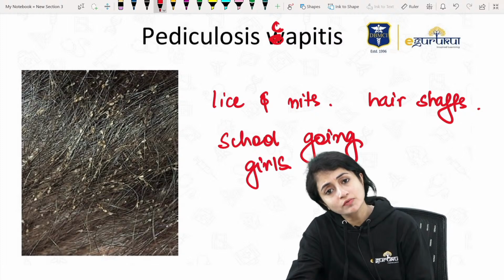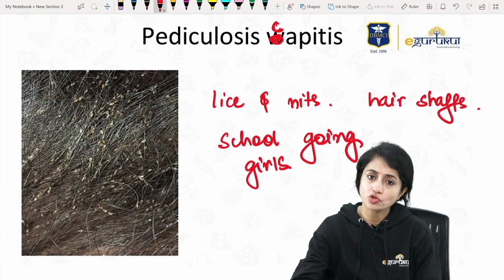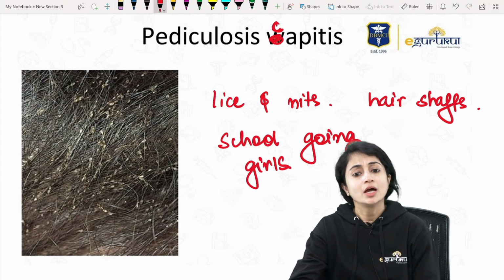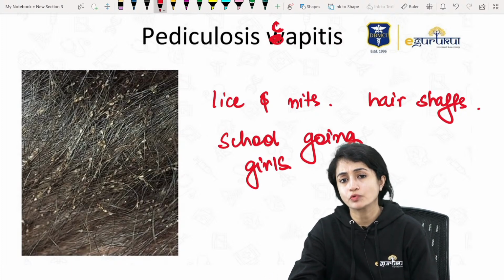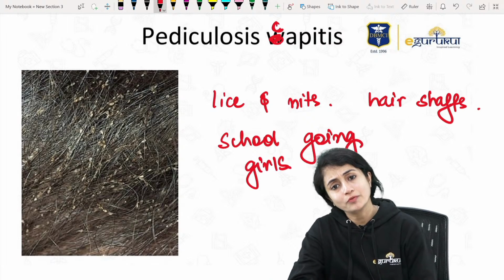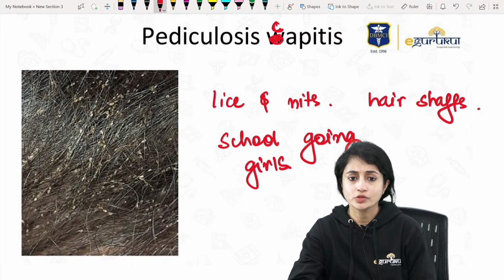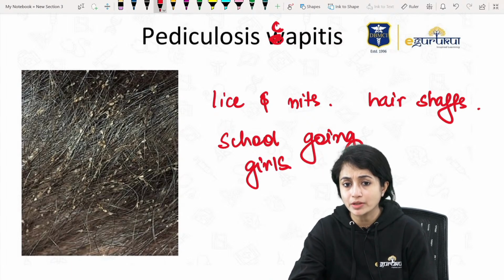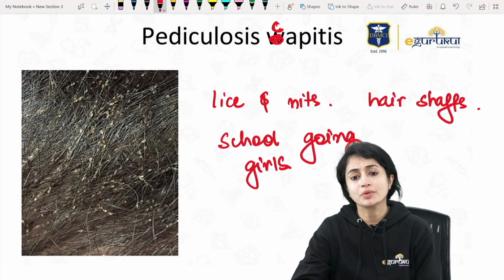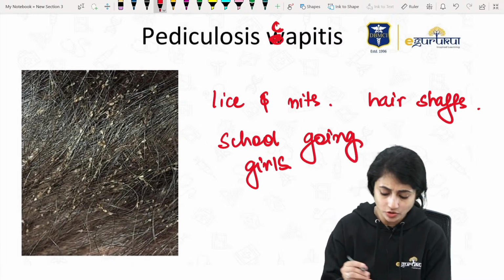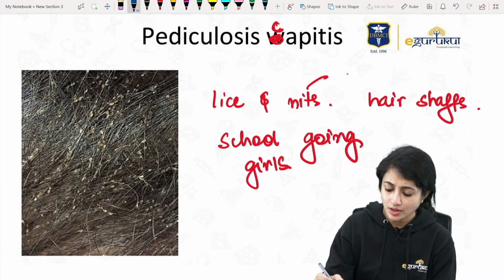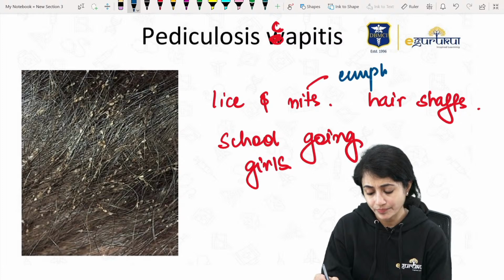They usually sit with their friends, one of them has it, and it gets transmitted to the other person's head. So just like scabies, it has a high rate of transmission and spreads from head-to-head contact. So this is pediculosis capitis, lice and nits present in school-going girls' hair. What are nits actually? Do you know that? They are empty egg cases.